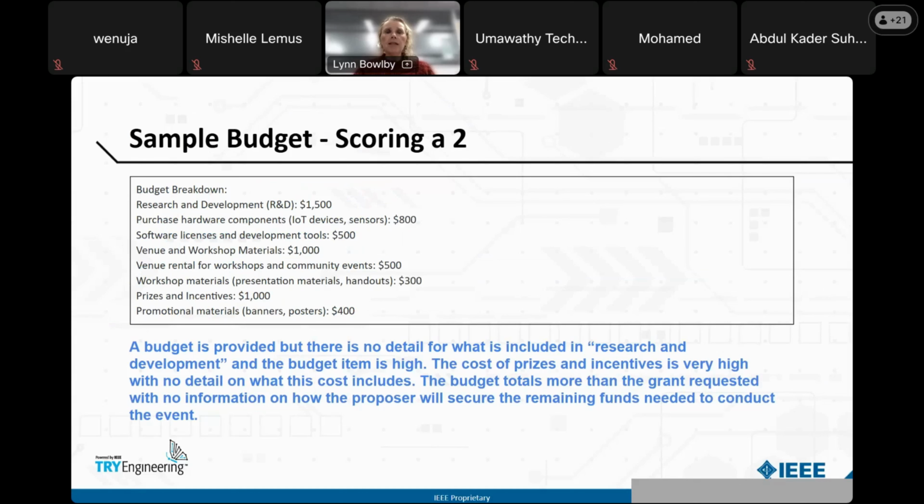So in this case, as I was saying previously, the budget for this particular application is more than the grant requested, with no information as to how you'll secure the remaining funds to conduct the event. So again, we would be concerned about whether or not you would conduct this event because you're not receiving all the funding that you need to be able to conduct the event.